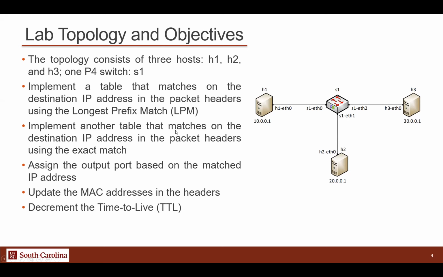Okay, so in summary, we're going to have 2 tables, one that will perform exact matching on the destination IP address, and one that will perform longest prefix matching on the destination IP address. Now, both tables will be sharing the same action, which is basically performing the forwarding. And the forwarding here is not only going to be assigning the output port, but we're going to do some further modifications to the packet headers.